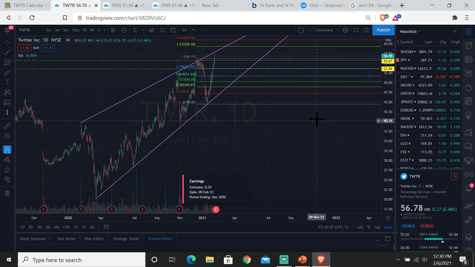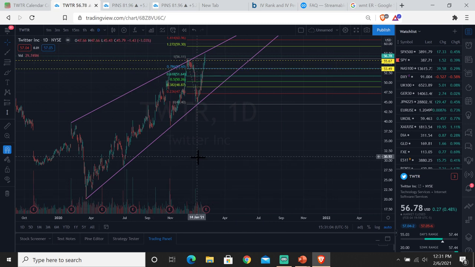But at the same time, with ER this next week, I have no idea what's going to happen. It can do anything. Does anyone have any insight? Tuesday after hours? Yeah, thanks.